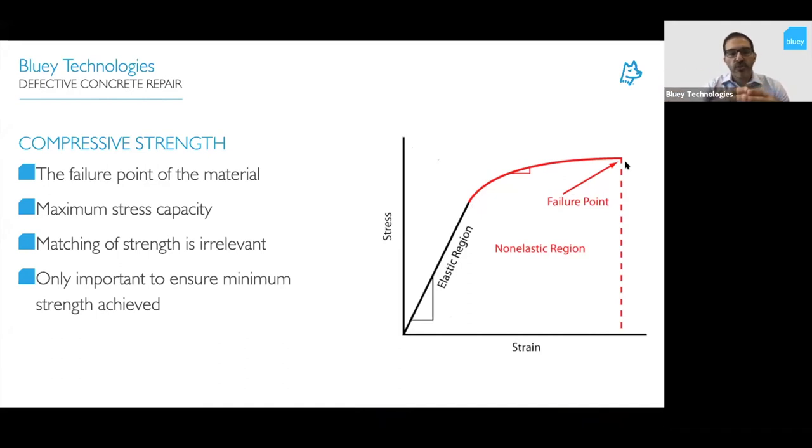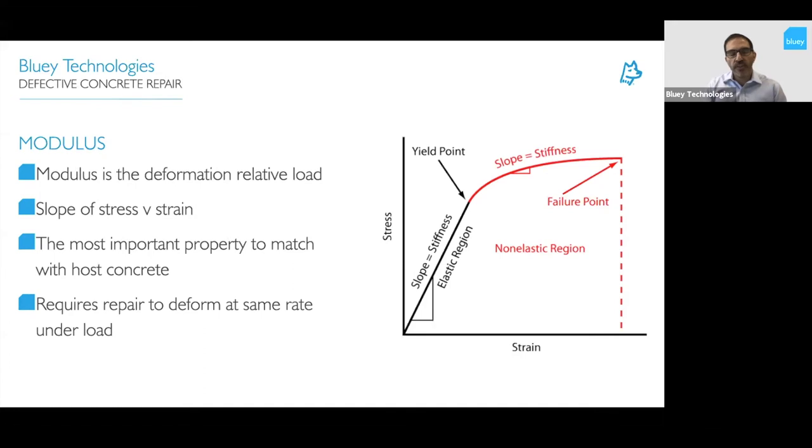So compressive strength is just the maximum stress capacity that the material will take. It's not how the material will respond to the actual load, it's only the failure point. And it's only important that that failure point is a minimum amount, so it has to be at least as strong as the original concrete that it's replacing. On the other hand, modulus is the deformation relative to the load. So that's how much the repair mortar is deforming in accordance with the load that's applied to it.